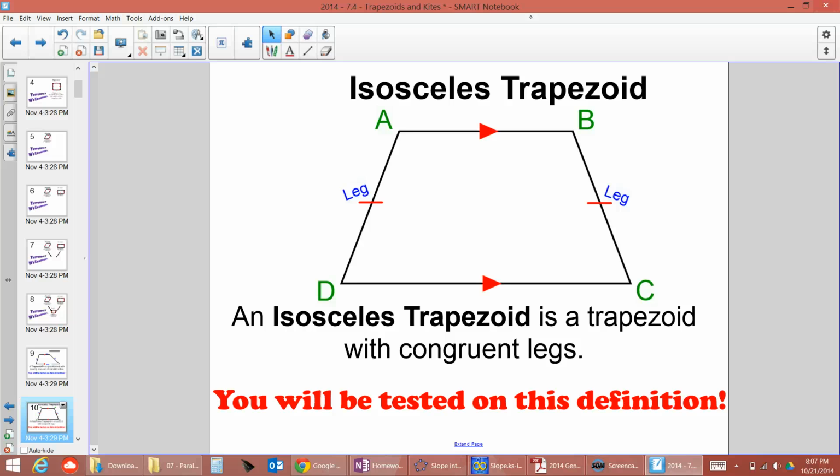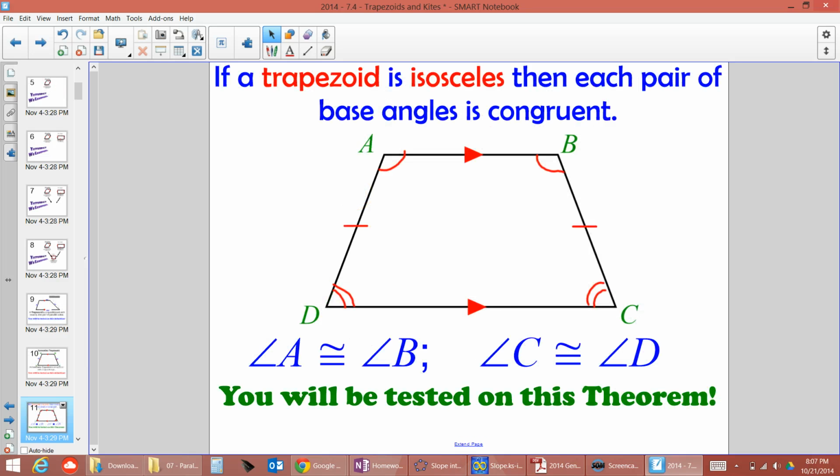An isosceles trapezoid is like an isosceles triangle where both legs are congruent. So we have two legs that are the same value. There are some interesting rules that apply to isosceles trapezoids. Not only are both of the sides congruent, but both of the top angles are congruent and both of the base angles are congruent. These are both bases, by the way: base and base. So the two adjacent base angles are congruent. That's kind of interesting. You'll be tested on this. Make sure you know that the base angles are congruent.